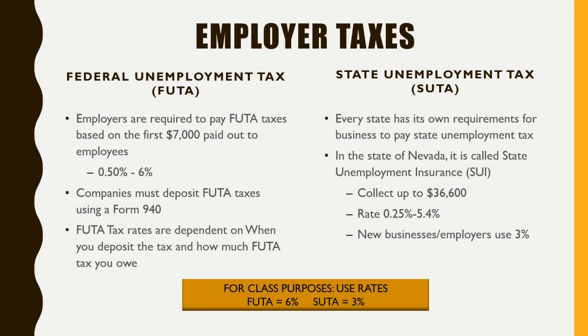Okay, so that means for this class, that's what I'm going to teach you, is that FUTA, since we do know the size of our company, but again, for practice purposes only, we're just going to keep it sweet and simple and just stick with 6%. SUTA, which is state unemployment, we're going to do 3%. Now, what are these percentages going to be calculated based on? Gross pay per individual.